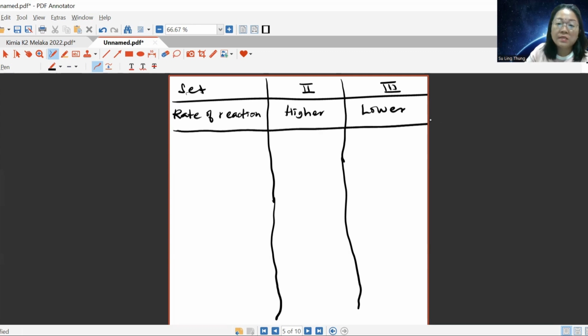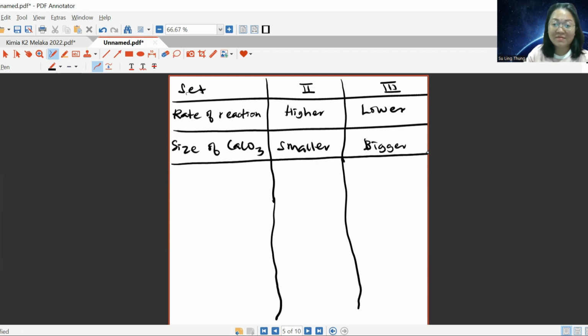Okay, now the size of CaCO3. Don't forget to mention specifically. We don't use the word reactants. We try to mention as specifically as possible the type of reactant that we are using in this particular experiment. So in this experiment, we are using CaCO3. So we mention that the size of CaCO3 is, don't forget, smaller. Don't get tricked. Okay, so this is bigger.